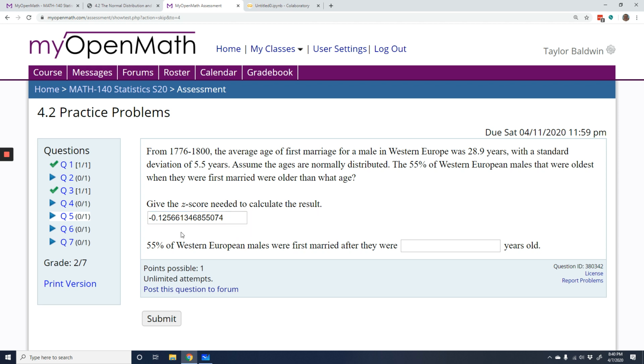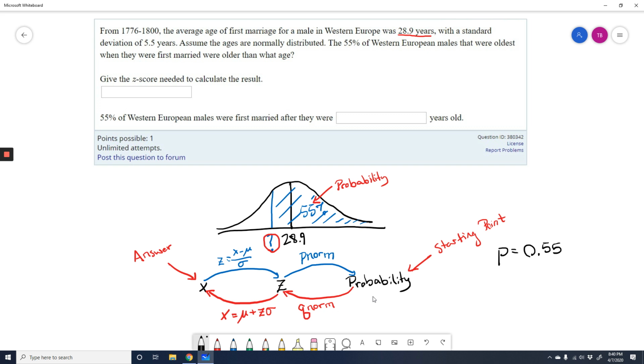Now that we have that, we've done the first step, going from probability to the z-score. Now we need to go from the z-score to the x value, using this formula. We found the z, we need to find the mu and the sigma. Those values are told to us in the original problem. The mean is 28.9 years, so that's our mu, and our standard deviation is 5.5 years, so sigma equals 5.5 years.